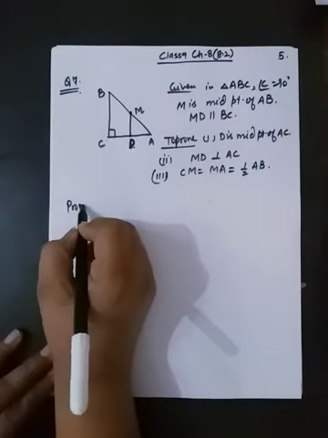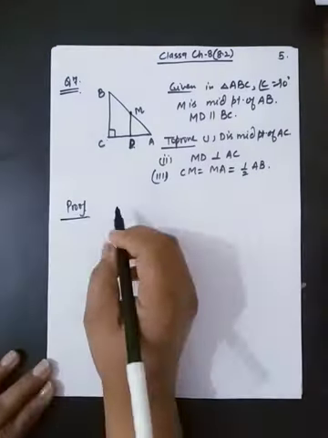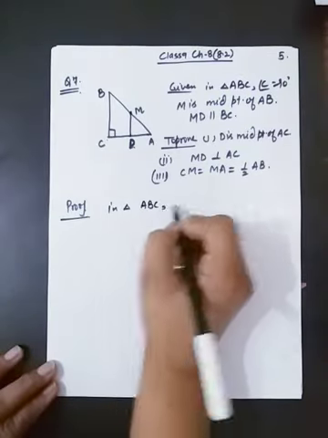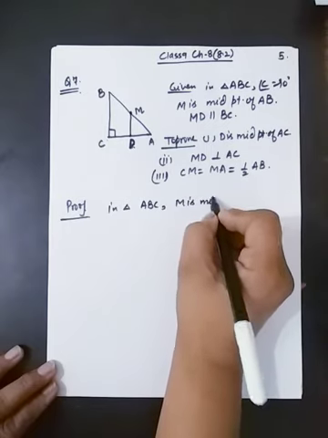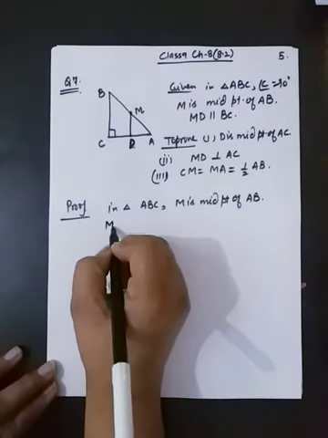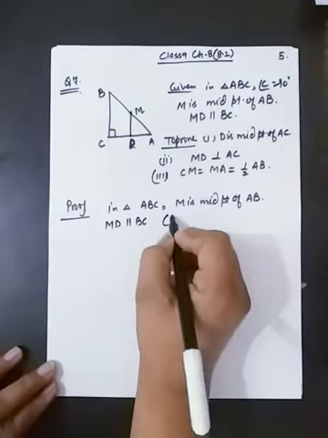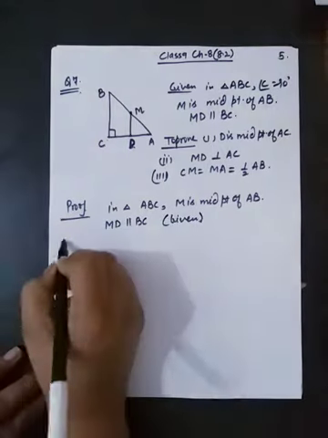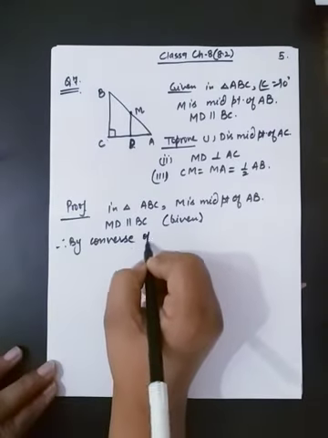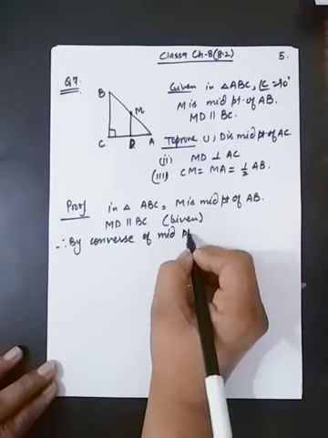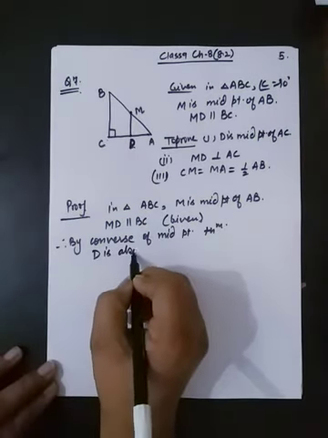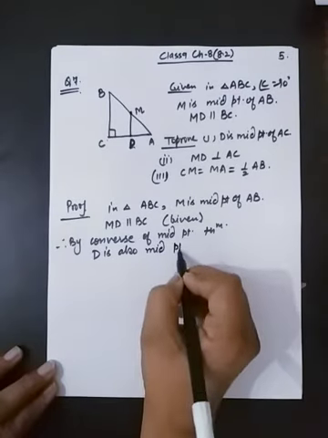So proof. Here in triangle ABC, M is midpoint of AB and MD parallel to BC. These two things are given. So therefore by converse of midpoint theorem, D is also midpoint of AC.